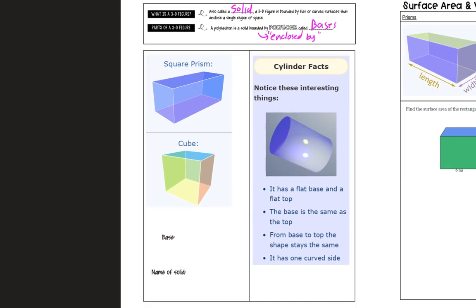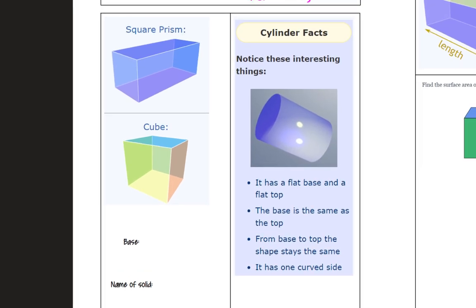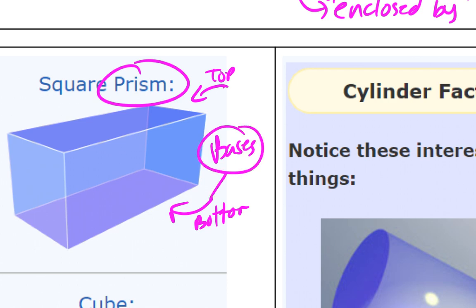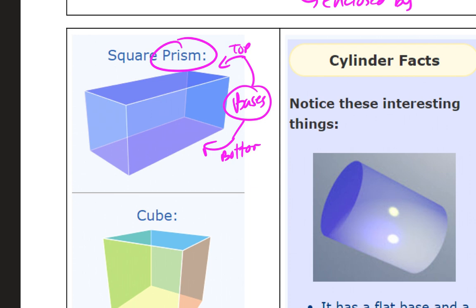All right, so let's get right into some practice on this. Let's talk about these first. First we're going to talk about a prism. Okay, so a prism has bases that are the top and this bottom. Those are called bases. So the top and bottom are both called bases, and the bases are congruent. That means they're the same shape, so the same shape on top and bottom.